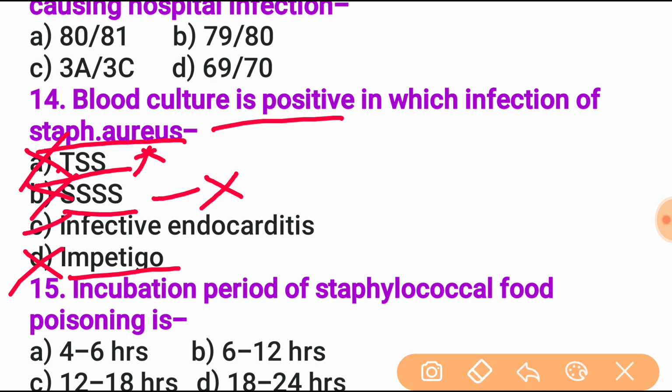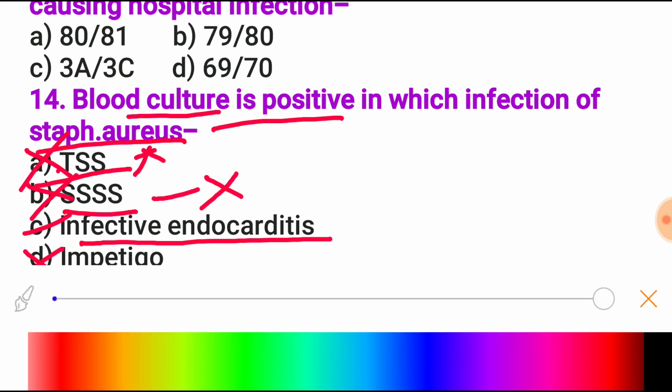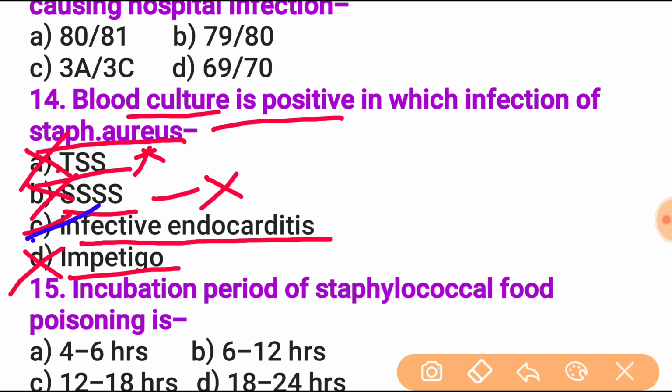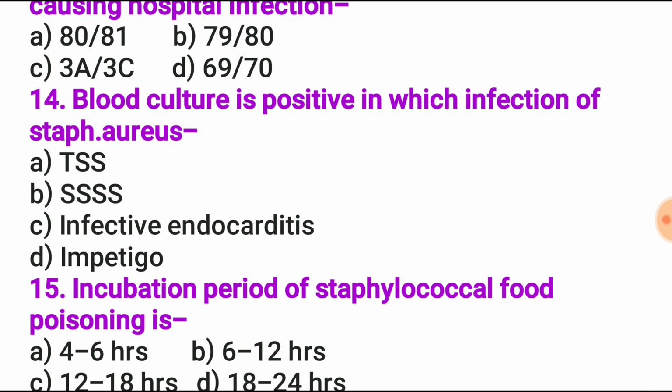While infective endocarditis is due to infection transmitted to the valve of the heart, in infective endocarditis the Staph aureus is found in the blood circulation, so the culture will be positive. So the right answer is infective endocarditis.